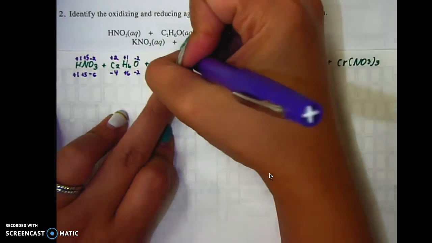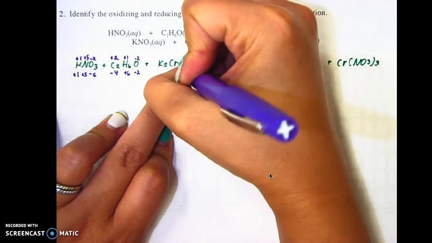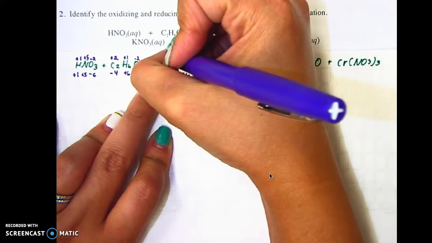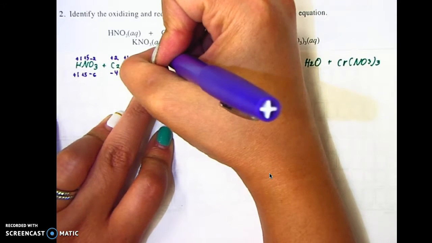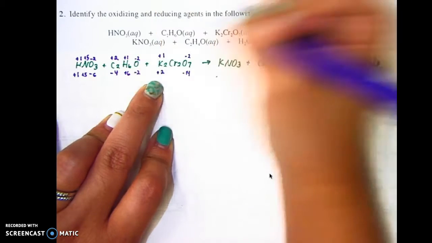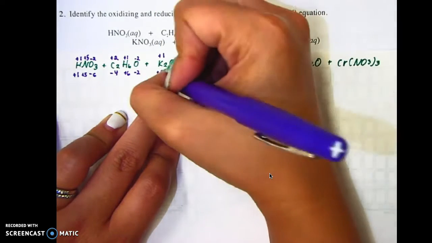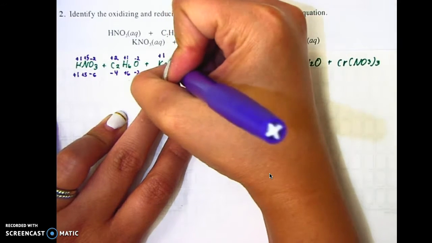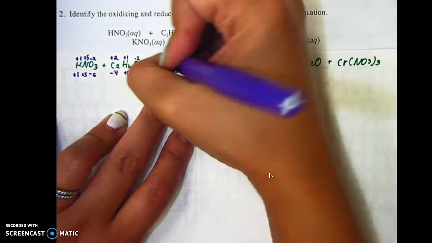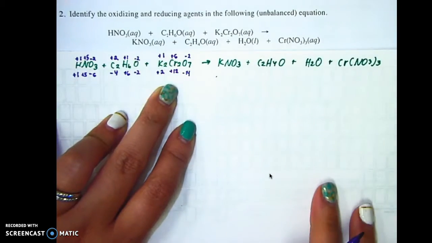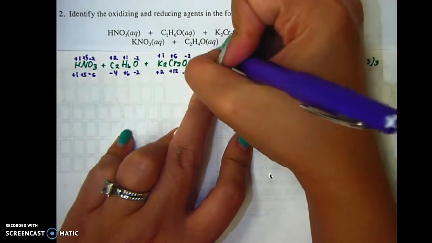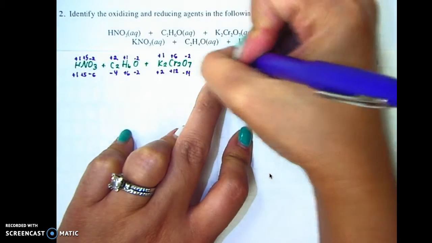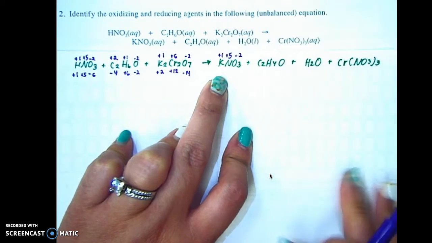The oxygens here again are -2, so total of -14. The potassiums I know are +1, so total charge of +2. And in order to make this come out to a charge of 0, I know that the chromiums have to add up to 16, so each one of these is +6. On the right side, I'm just going to go through really quickly and come up with those as well.